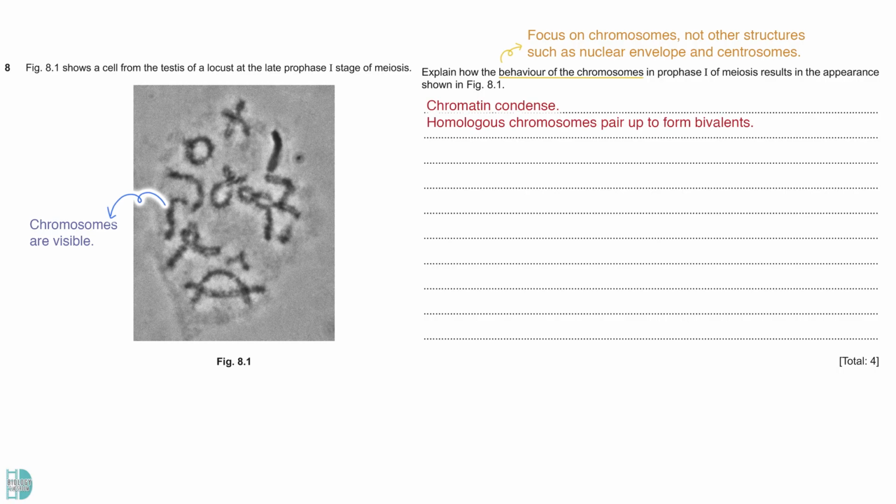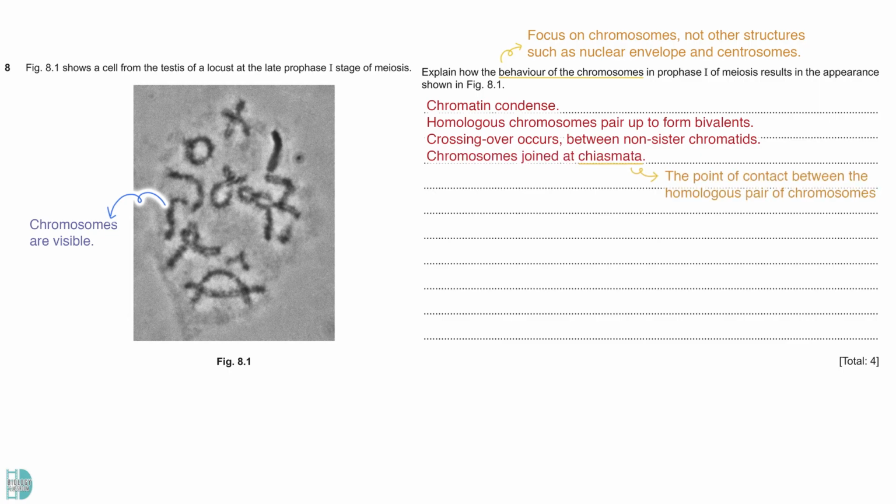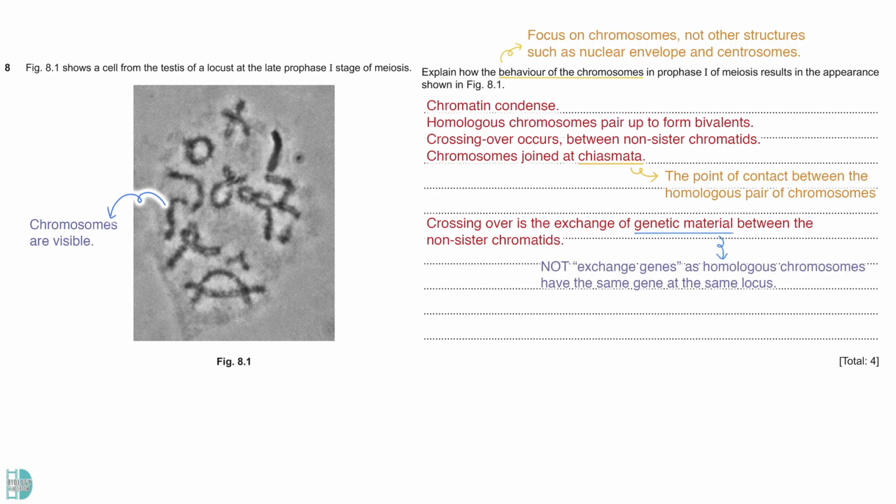Homologous chromosomes pair up to form bivalents in prophase 1 too. Crossing over occurs between the non-sister chromatids. The point of contact between the non-sister chromatids is called the chiasmata. In this process, the exchange of genetic material between the non-sister chromatids occurs. Do not say that they exchange genes, because they have the same gene at the same locus.